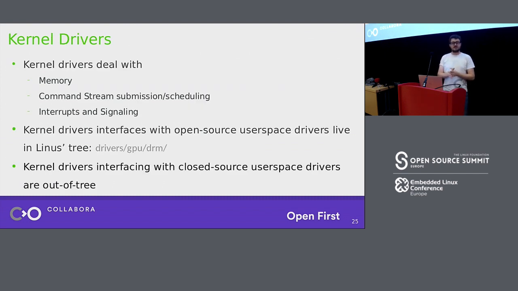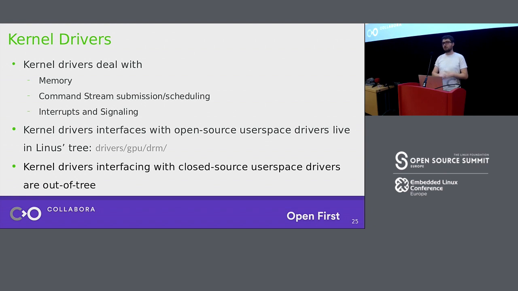So let's have a look at what's inside a kernel driver. The kernel driver is responsible for three things. Memory management, so allocating buffers, freeing buffers, passing buffers, and so on. It's also responsible for taking a command stream, executing it, and also doing the multiplexing when you have several applications accessing the GPU. So it's also here to schedule all the command streams it has received. And finally, it's here to signal when the GPU is done executing the command stream.